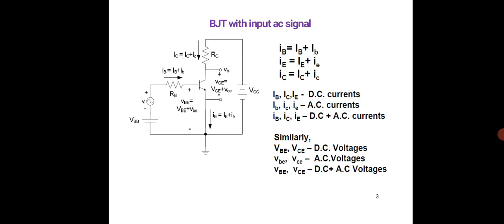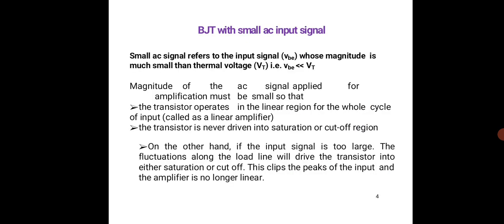Similarly, I can represent the DC voltages and AC voltages. Whenever I represent with an uppercase letter, it is a DC voltage. Whenever I represent with a lowercase letter, then it is an AC voltage. So this is the BJT with the small signal AC input signal.